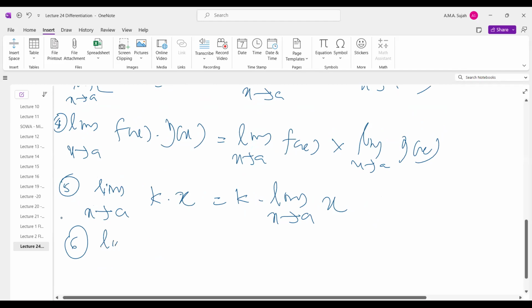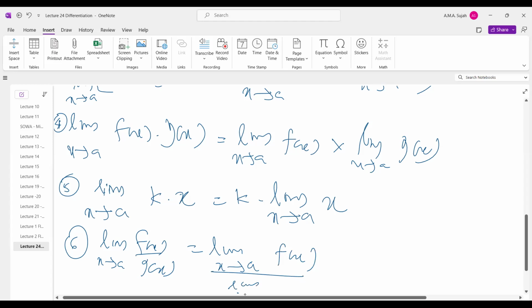F of x over g of x. Limit x approaches a of f of x over g of x. Then separately you can put limit x approaches a of f of x divided by limit x approaches a of g of x. That is the sixth one.